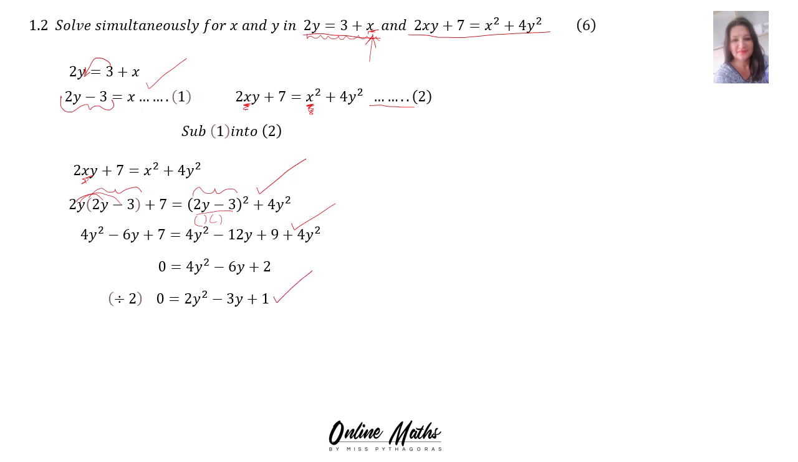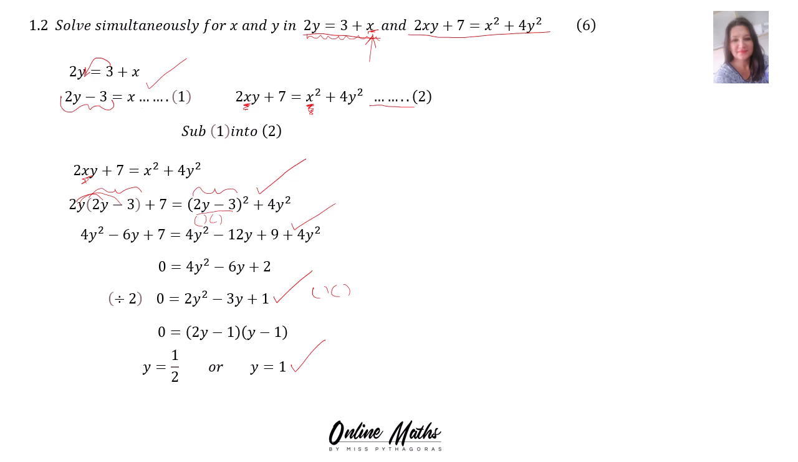And now, if you are good with factorization, you can make your 2 brackets and find your factors, or you can even use the quadratic formula here to find your 2 values for y. And then you've got your 2 values for y. That is worth 1 mark.